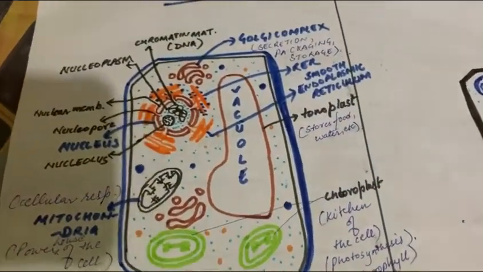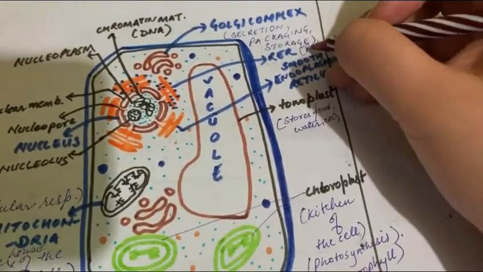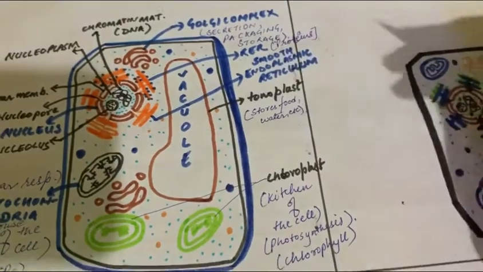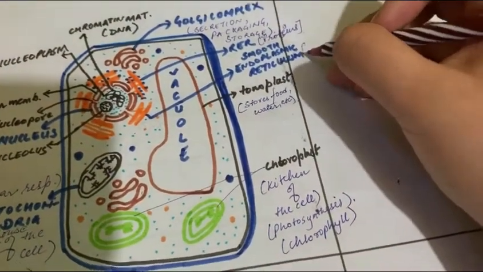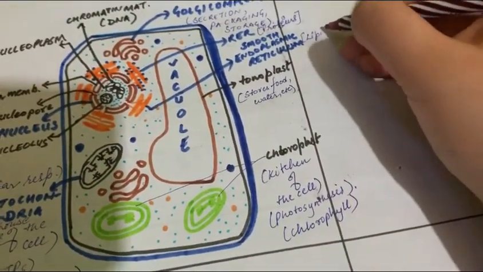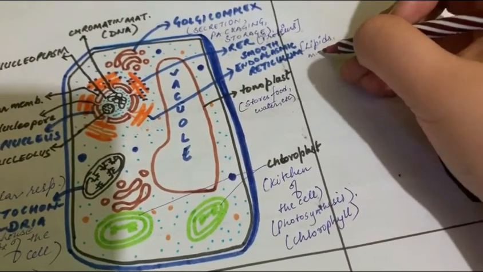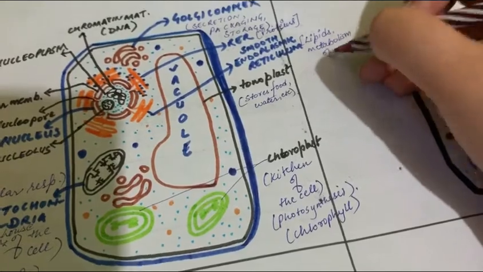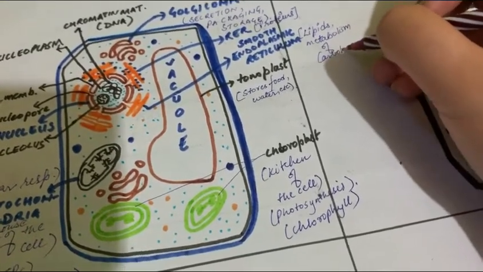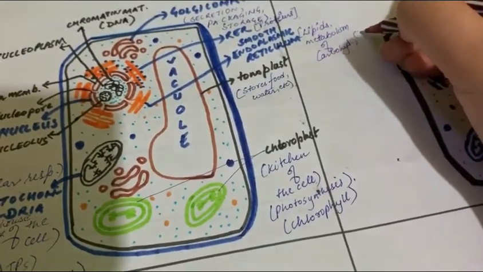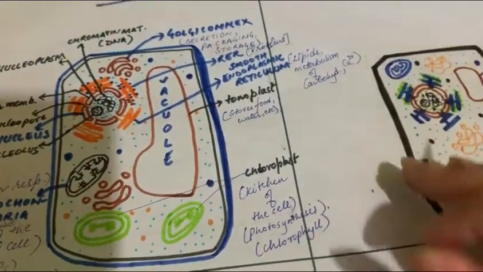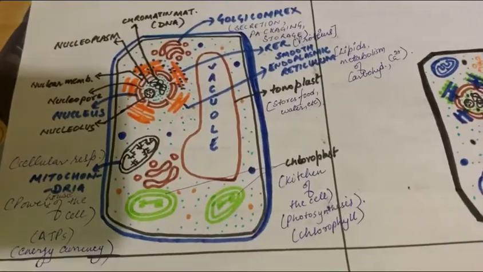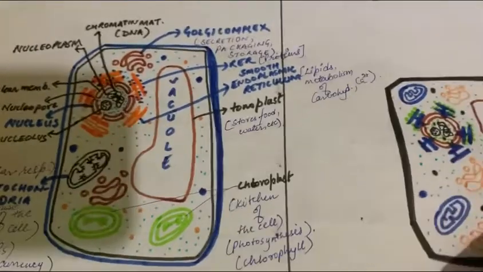Now what is their function? Basically, RER helps in the formation of proteins. Why does it help in the formation of proteins? We'll discuss later. Endoplasmic reticulum helps in the formation of lipids, metabolism of carbohydrates, storage of calcium ion, and many more. So these all are the functions of the organelles of the cell.